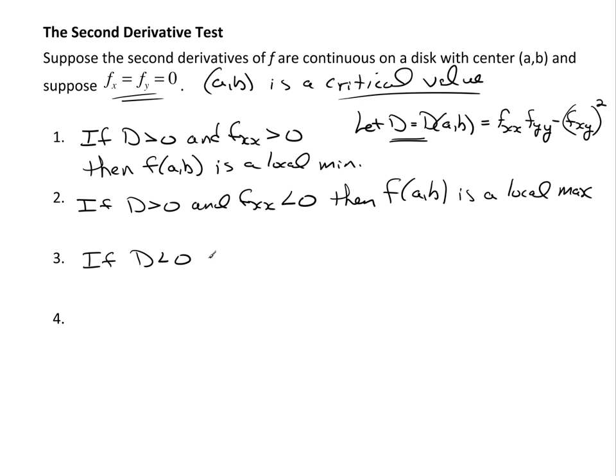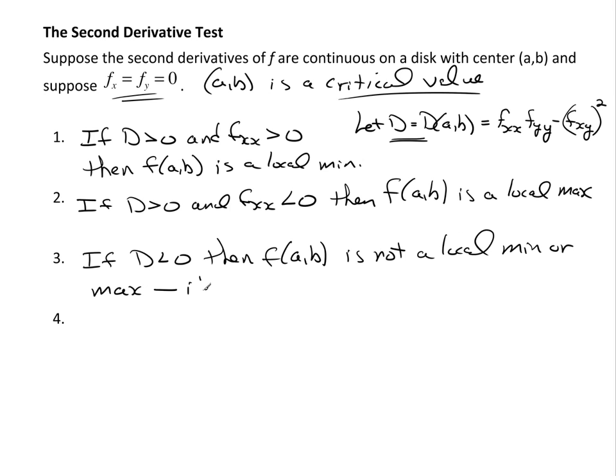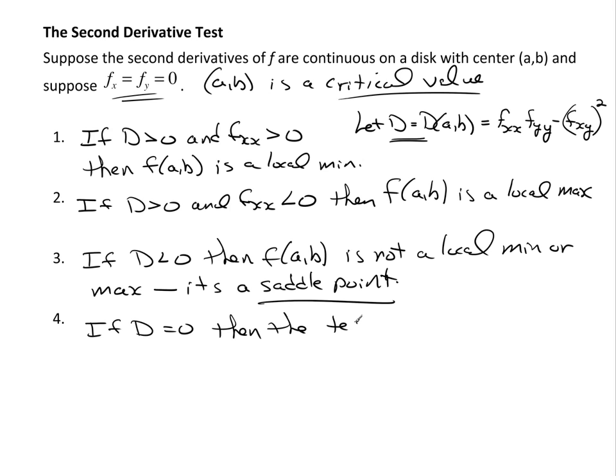If D is negative, then f of (a, b) is not a local min or max. It's a saddle point. And last, if D is 0, then the test is simply inconclusive.